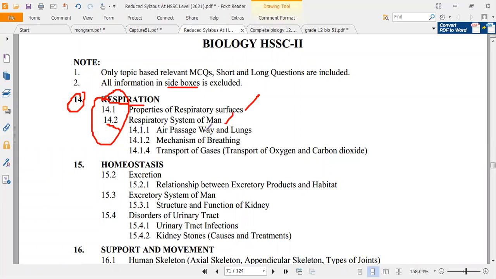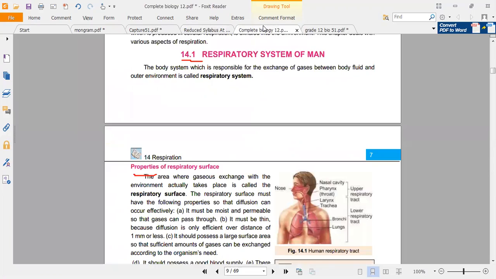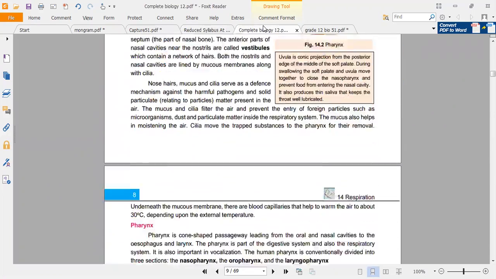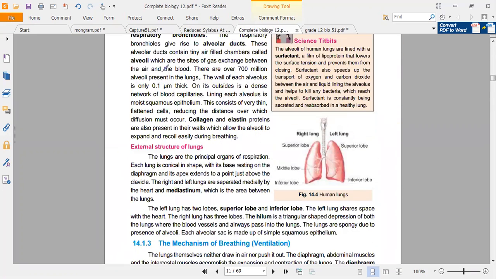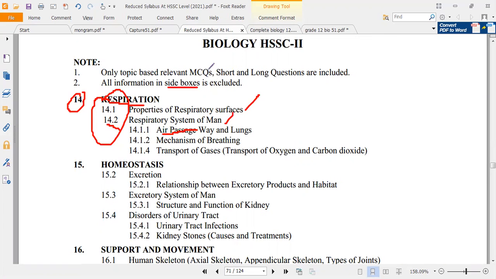Okay, the next one, air passageway and the lungs, is not mentioned over there. What is mentioned is: upper respiratory tract, lower respiratory tract, and the lungs, external structure of the lungs. This is all that is mentioned here. Air passageway and the lungs, so that is all the passageway up to the lungs. Mechanism of breathing is very clear. Transport of gases is also very clear. So that is the last topic of this chapter which is included. All the next ones are excluded.